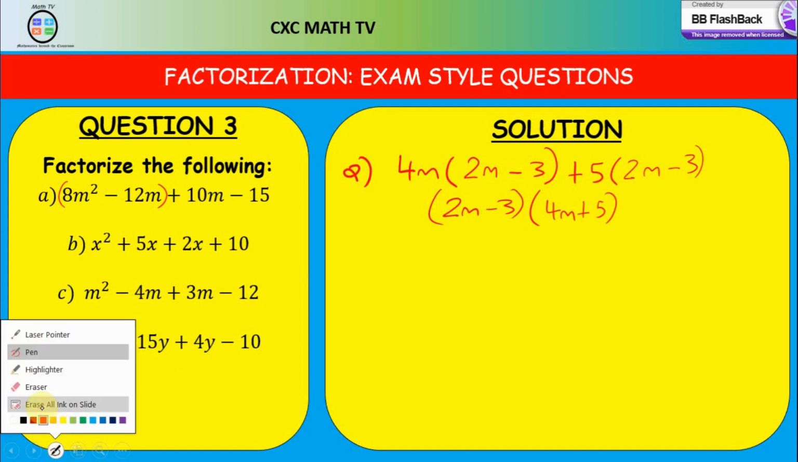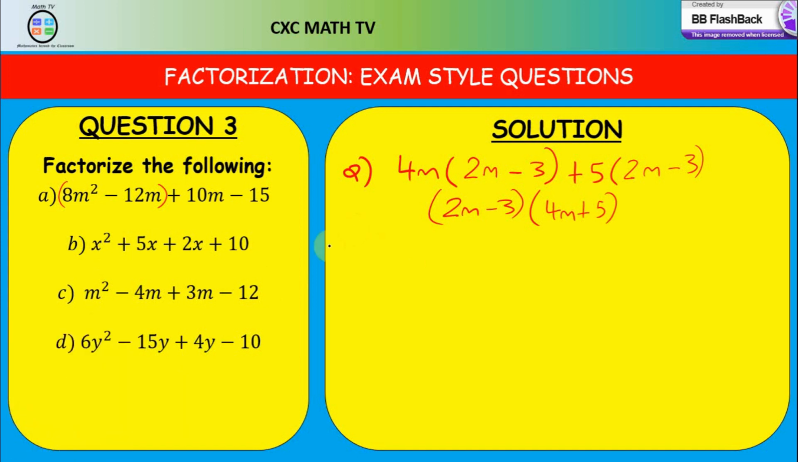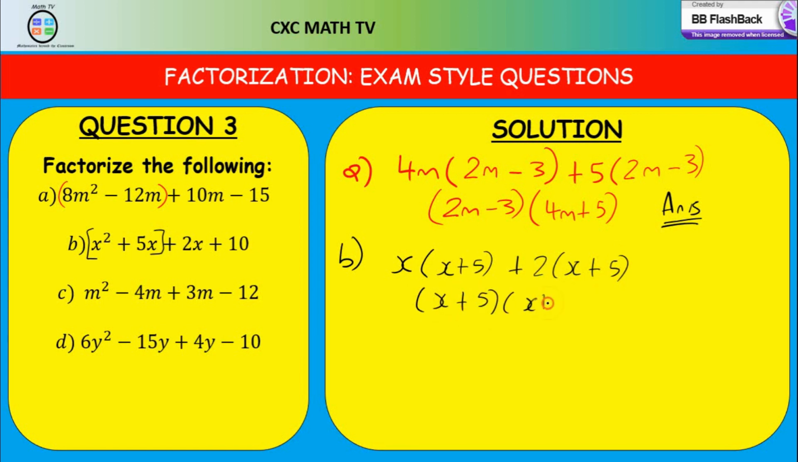Nice. The next one, part B. What do the first two have in common? The first two have x in common, so we take out x, and we have x plus 5. That's from the first two. The next two have 2 in common. So we take out 2 and we have x plus 5. So in that case, the answer is, take out x plus 5, so it's (x plus 5) times (x plus 2). We're finished. Easy.